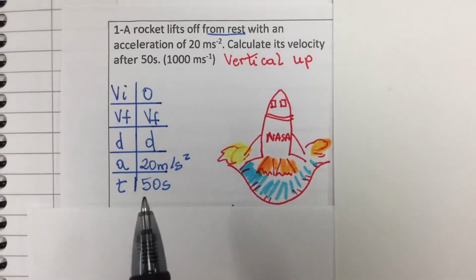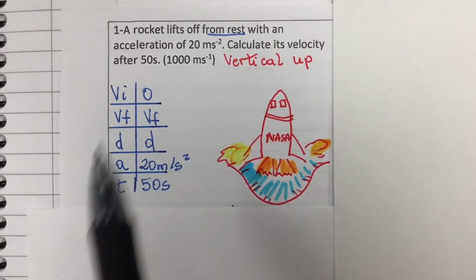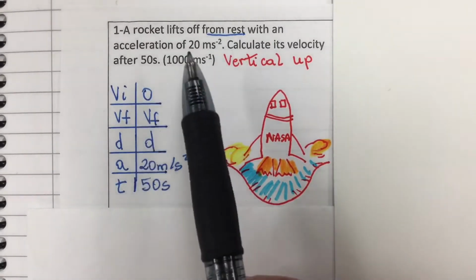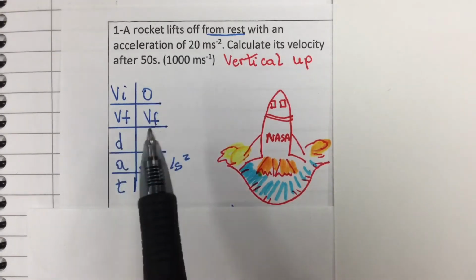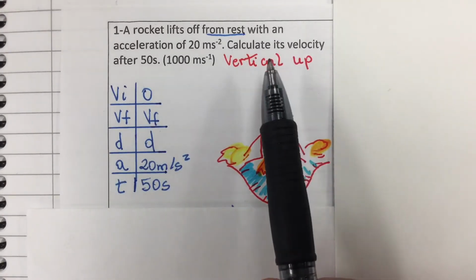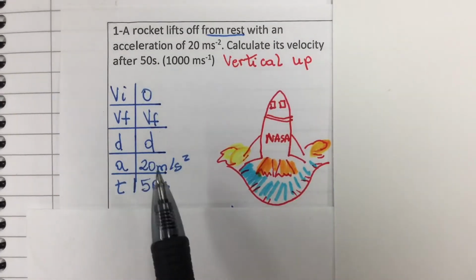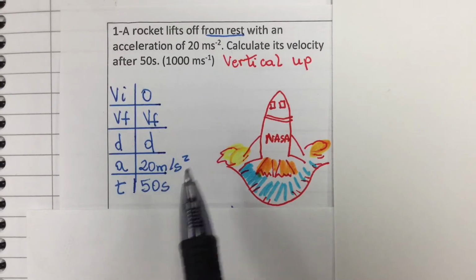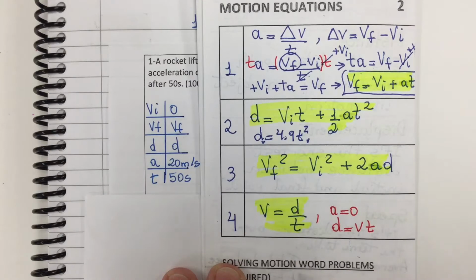Okay, so this is my data table, and this is a diagram that illustrates the story. The initial velocity is 0 because the rocket starts from rest. And the final velocity is the value that I want to calculate after 50 seconds going up with an acceleration of 20 meters per second squared. Here we have highlighted all the 4 motion equations. And how do I select the right one?